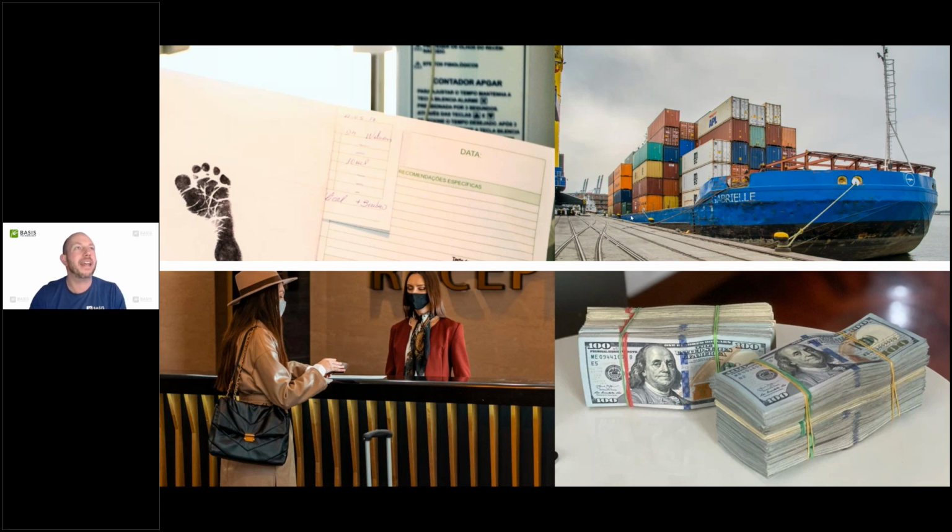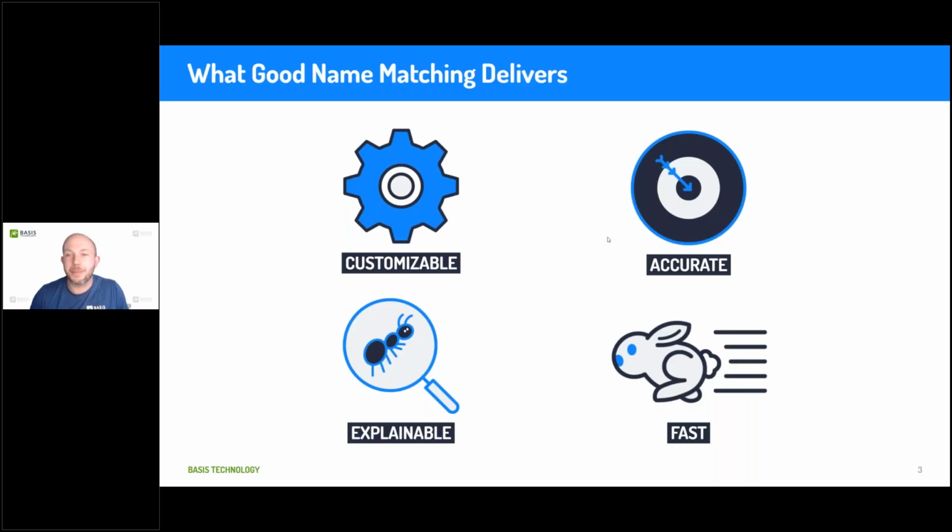But what makes a good name screening tool? This is a little bit of a recap maybe of what you could have seen on the previous webinar, so I'm not going to spend too long on this. What does good name matching actually have to deliver to be fit for purpose? We've got customizability up front there, top left, the first thing that you look at. So what is a customizable system? Why would you need one?